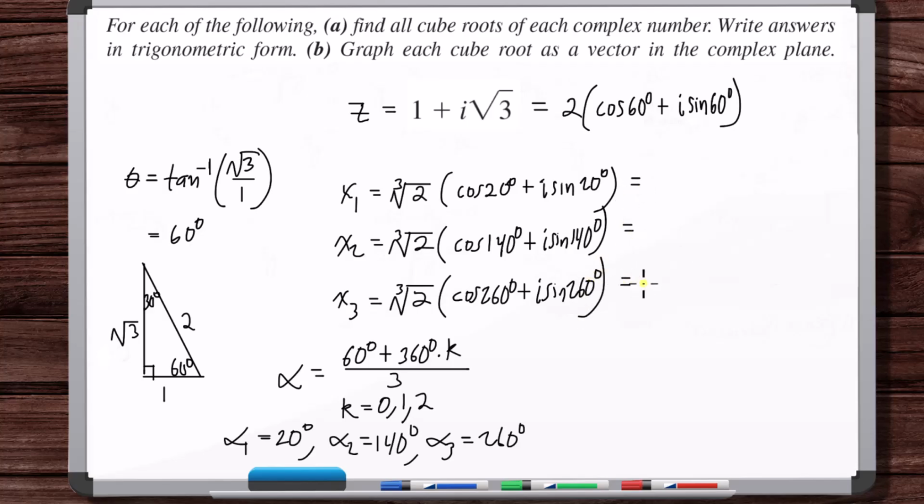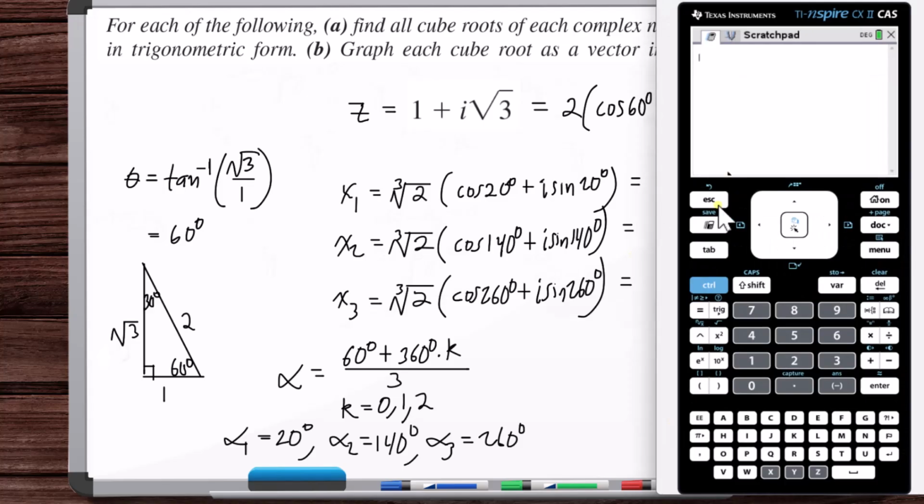So we could put these in rectangular form. 2 to the 1/3 times cosine of 20, and then this times sine of 20. Okay, 1.18 plus 0.43i.